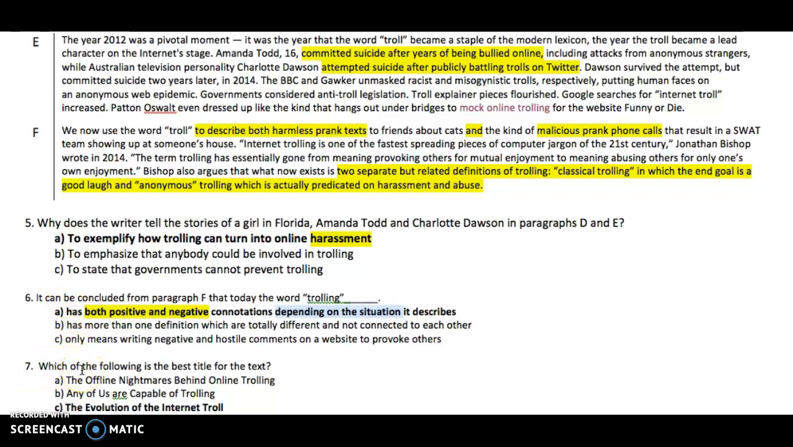And finally, question number 7, the best title for the text. In order to be able to answer such questions, you need to have a general idea of the whole text. So in this text, we learn how the word troll appeared, how it has changed throughout time, what cases it led to, and in what kind of situations it is used. Therefore, we can say that this text is about the evolution of the internet troll, which means how it started and what progress it has made.